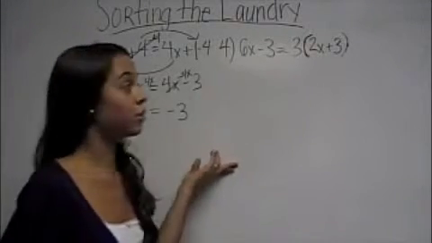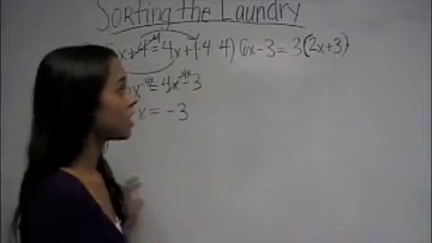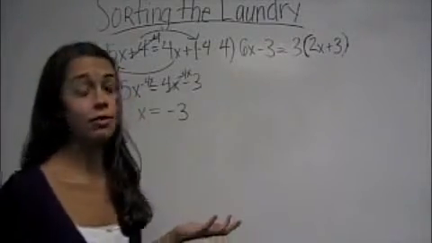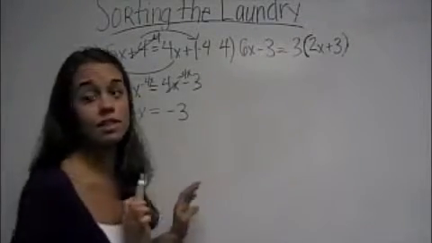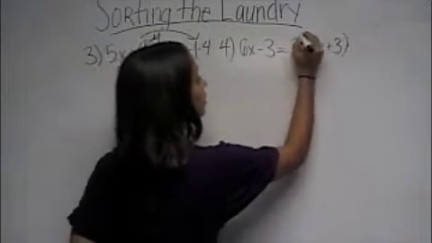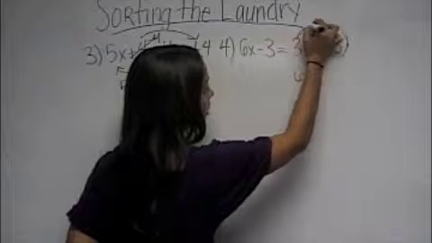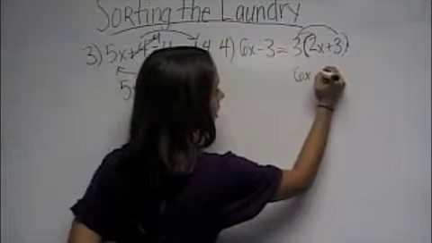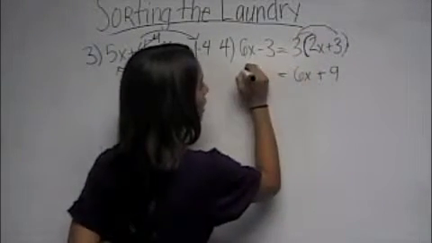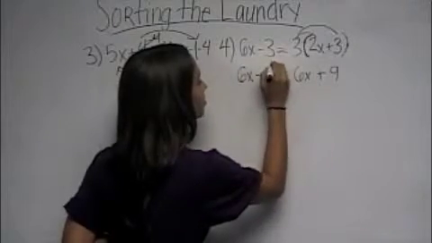Now let's move on to number 4. Okay, number 4, we first need to simplify by distributing our 3 inside our parentheses. So let's do that. 3 times 2x is 6x. 3 times 3 is 9. Bring down your equal sign and the rest of your problem.